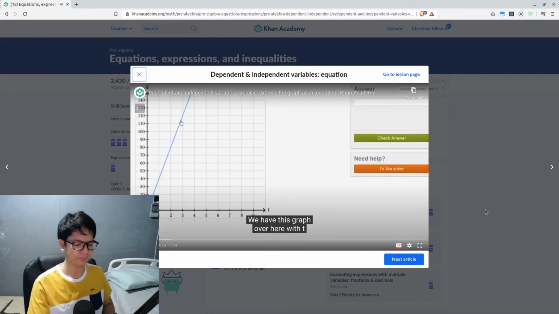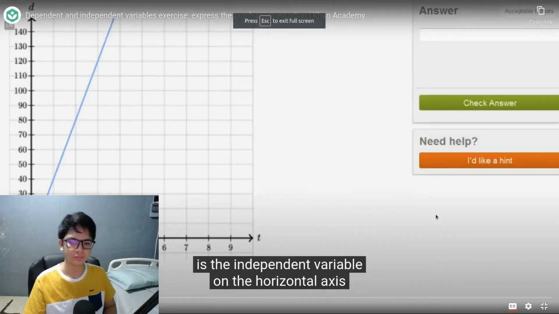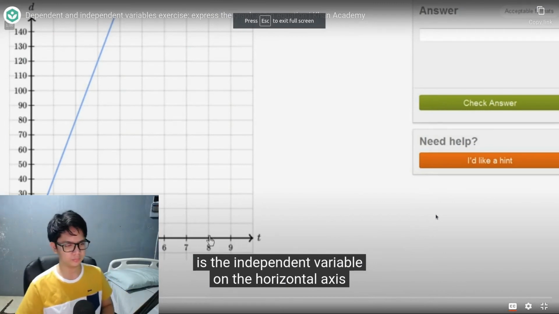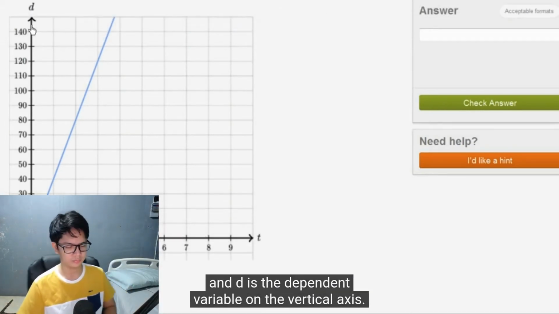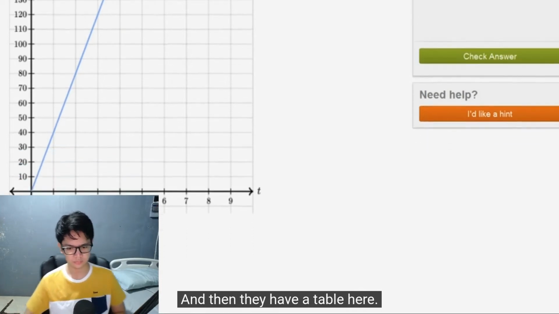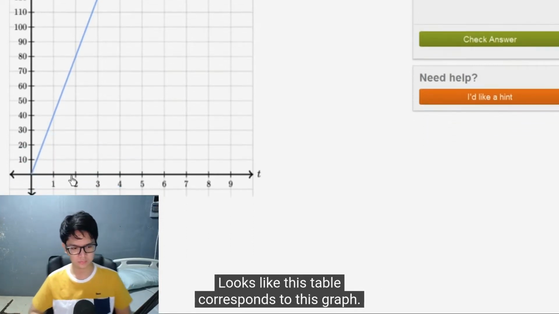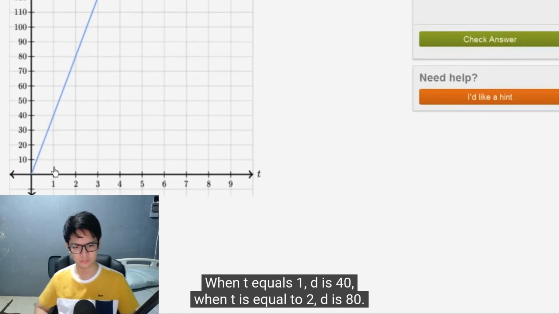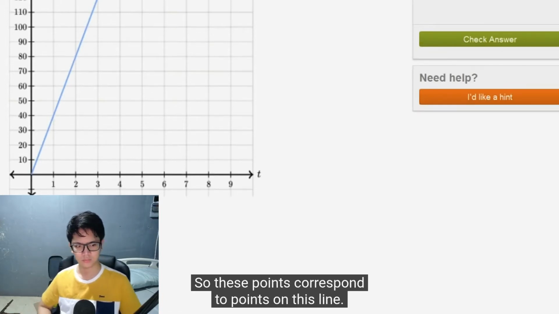Let's see, we have this graph over here with t as the independent variable on the horizontal axis, and d as the dependent variable on the vertical axis. And then they have a table here. It looks like this table corresponds to this graph. When t equals 1, d is 40. When t is equal to 2, d is 80. So these points correspond to points on this line.